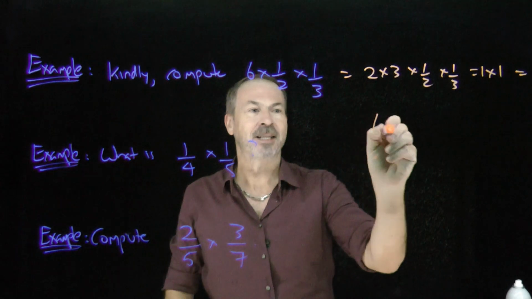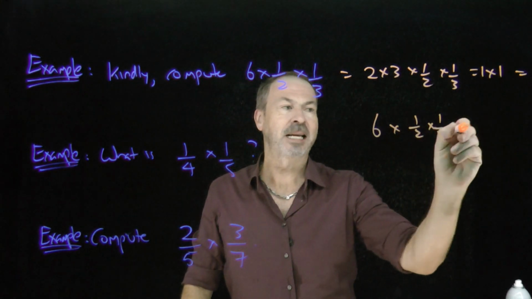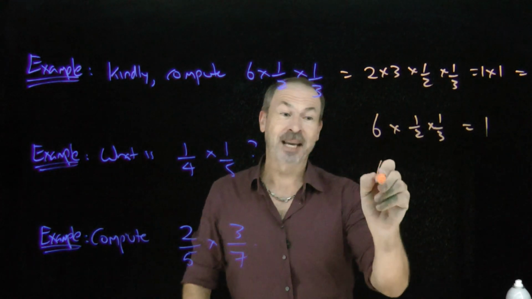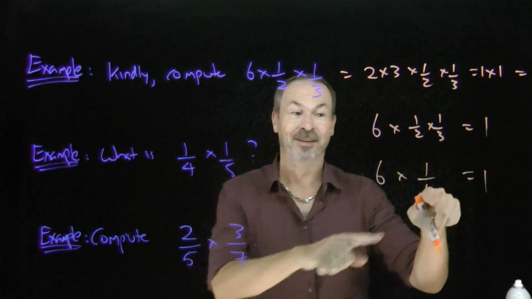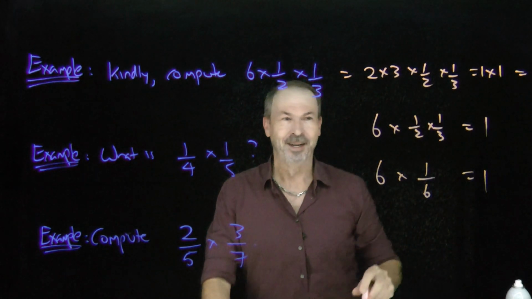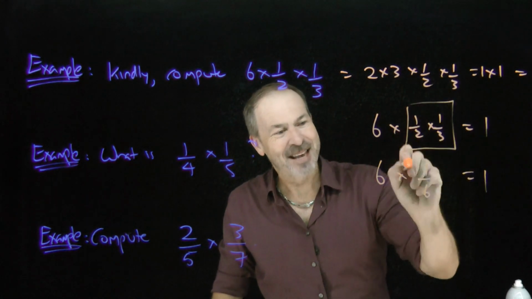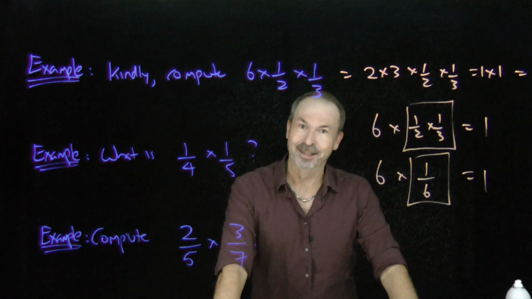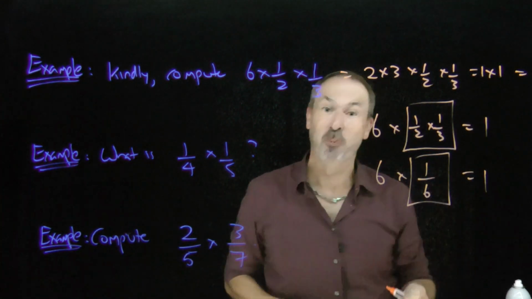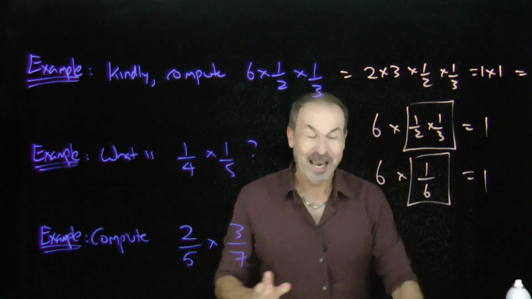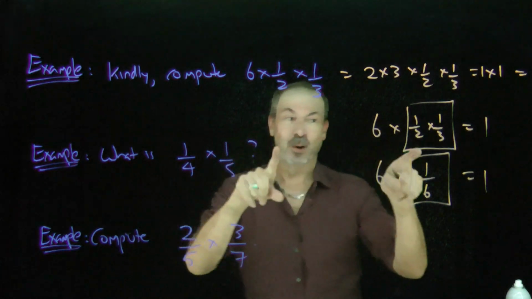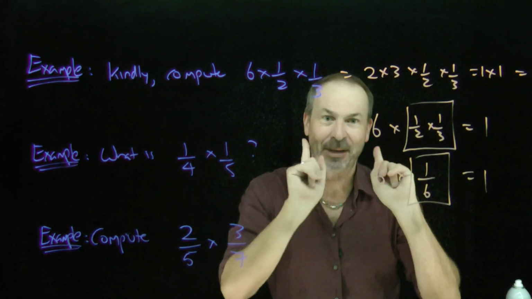Okay, so 6 times a half times a third equals 1. But here's what's curious. I know that 6 times a sixth is 1. But that's the basic definition of 1/6, the number that multiplies by 6 to give the answer 1. So this and this fill in the same blank. And I can't help but think that must mean they're the same number. 1/2 times 1/3 must be 1/6. Okay, great. So it looks like I'm concluding that 1/2 times 1/3 and this number 1/6 are identical.